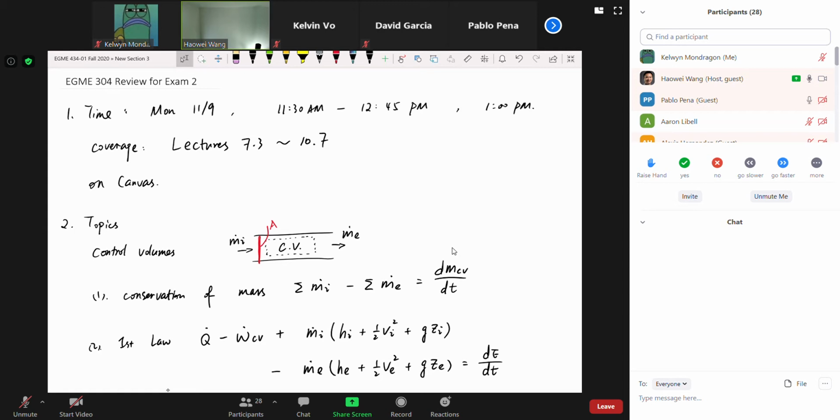All right, so under control volumes, we learned two equations. The first one is the conservation of mass equation. Sigma m dot i minus sigma m dot e equal to d m CV over dt, right? m CV stands for mass of the control volume. And m dot i is the mass flow rate at the inlet. m dot e is the mass flow rate at the exit. Why do each of them have a sigma sign?